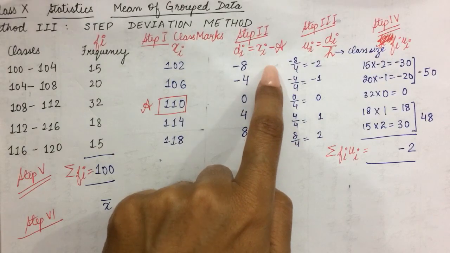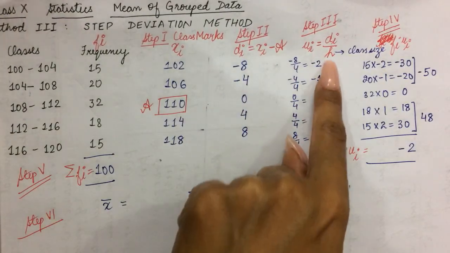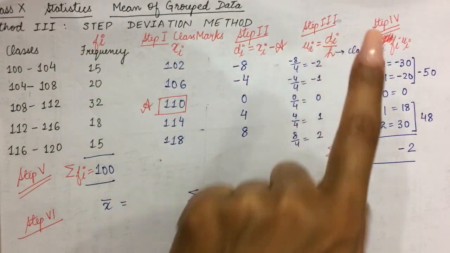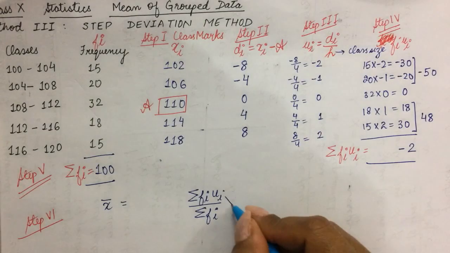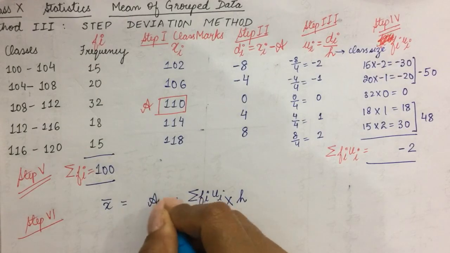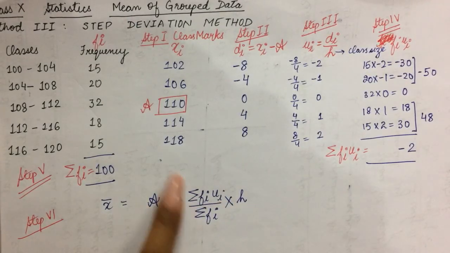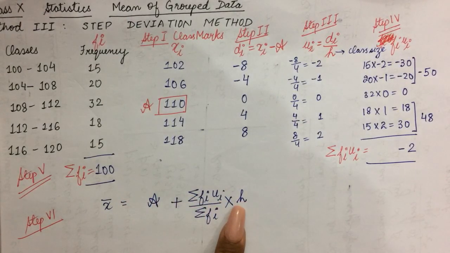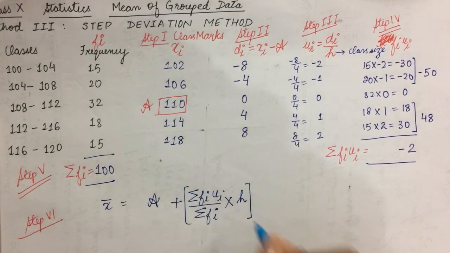The number which was subtracted will be added back. The number by which we carried out the division will be multiplied back. So I'm going to multiply the values by h and add the assumed mean. A was subtracted, I'm going to add it back. I divided by h, I'm going to multiply with h now. This part will be solved first.